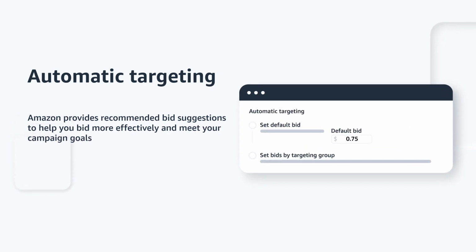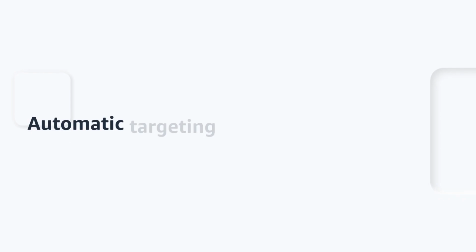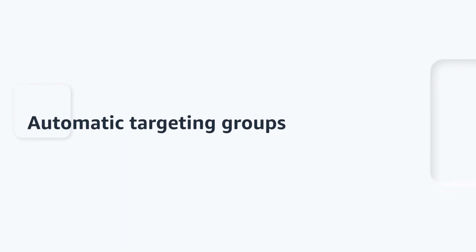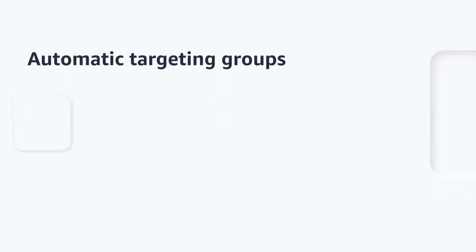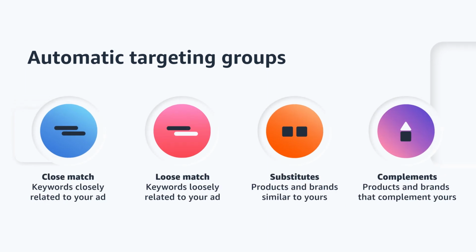We calculate the suggested bid based on bids for ads similar to yours that won impressions over the past 7 days. This can help speed up your campaign setup process and ensure you are bidding competitively for placements. You can choose to set one default bid for your entire campaign or choose different bids for targeting groups. These are groups of search terms and products matched with the product in your ad. There are 4 targeting groups you can define bids for in automatic campaigns: close match and loose match for keywords, and substitutes and complements for products.